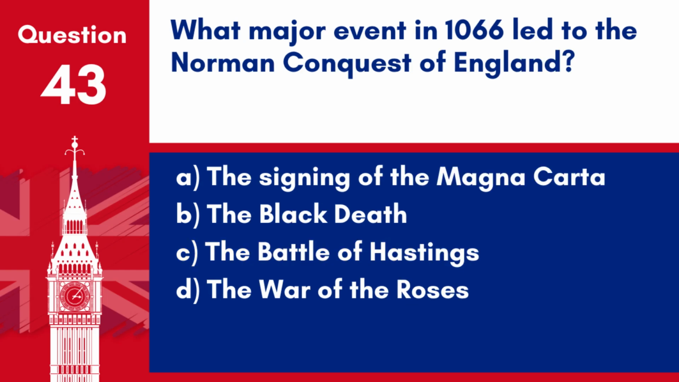Question 43. What major event in 1066 led to the Norman conquest of England? A. The signing of the Magna Carta. B. The Black Death. C. The Battle of Hastings. D. The War of the Roses. Answer: C. The Battle of Hastings. The Battle of Hastings in 1066 was the decisive event that led to the Norman conquest of England.